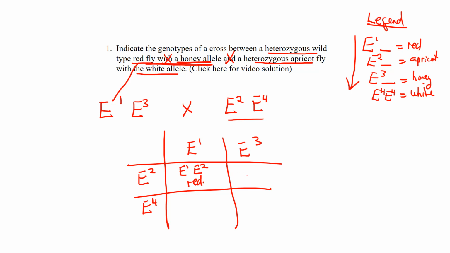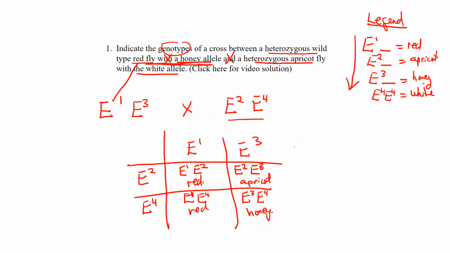Okay, keep filling this in. E2, always put the dominant first. E3, take a look at our legend. Anything with the 2, doesn't matter what the other allele is, it's going to be an apricot. E1, E4, as long as there's a 1, has to be a red. And E3 and E4, as long as there's a 3 and something recessive to that, is going to be a honey. So this particular question, it wanted you to know the genotypes.